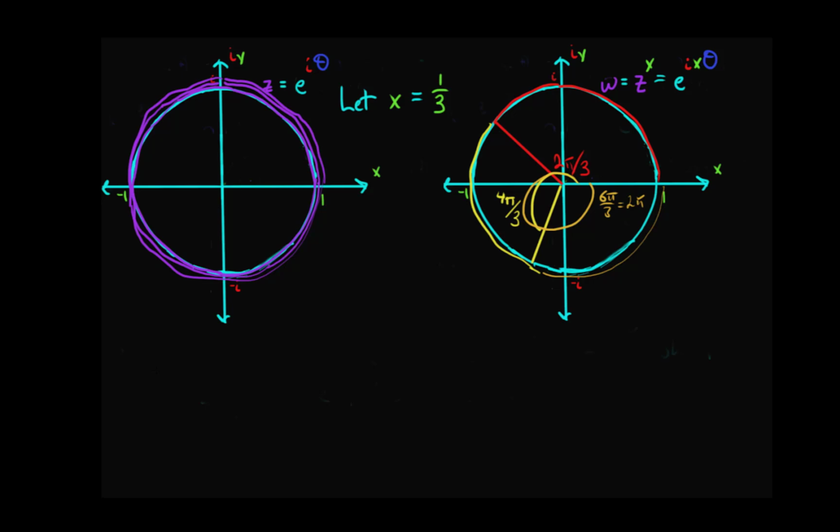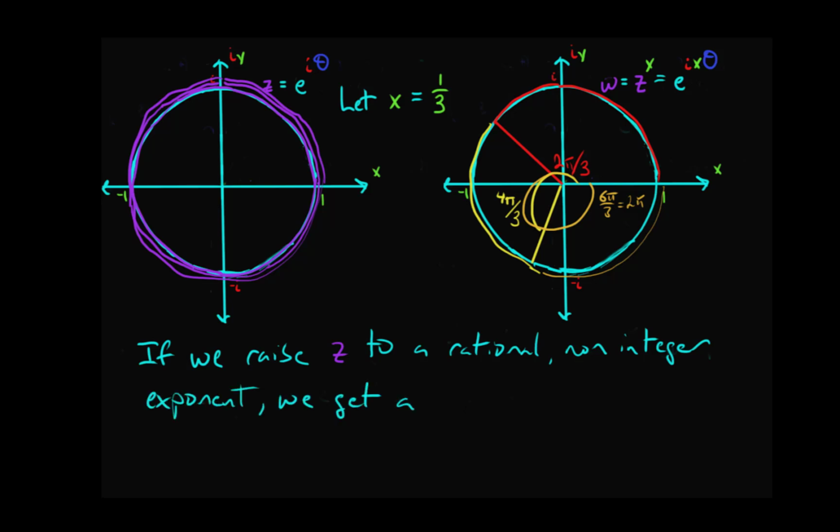So we say that this function, w equals z to the 1/3, is a three-valued function, or a function with three branches, because we can go around the unit circle 3 times, and each point in the domain in the unit circle maps to one of 3 possible points in the range, before the process repeats itself and we are back to the first branch. This example points us in the direction of the general case, which is that if we raise our complex number z to a rational non-integer exponent, we get a multi-valued function.